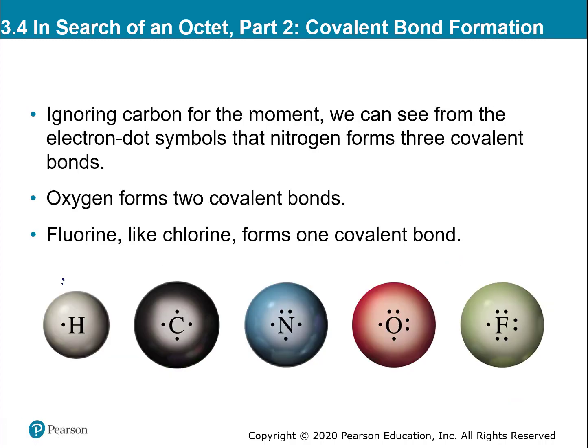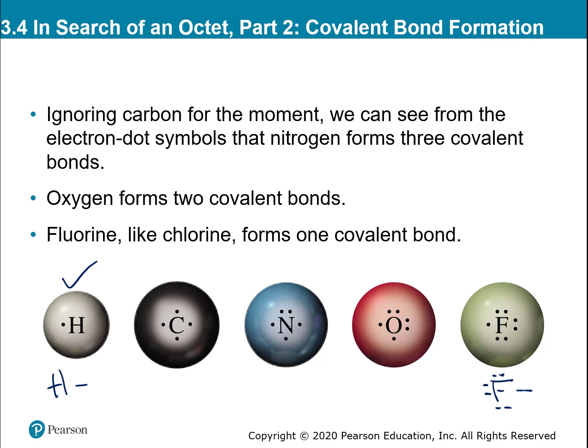Okay, so we've got this one. Pretty simple. H, you're only ever going to see it with 1 line, right? Hydrogen's only ever going to form a single covalent bond. Same thing with fluorine. Fluorine, you can put all the dots you want, 6 dots, but it will only ever form a single bond. But now what about carbon?